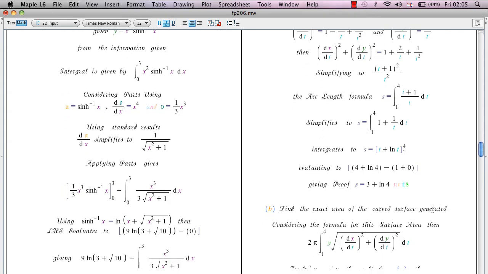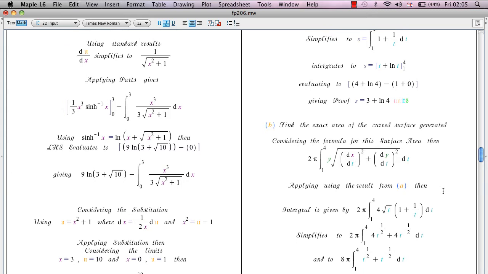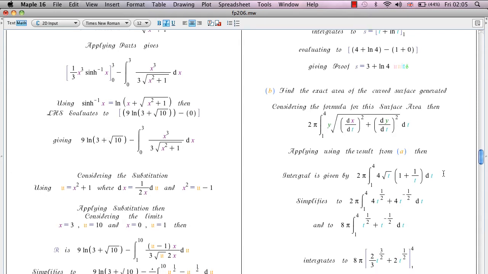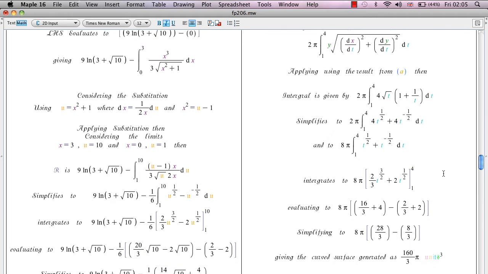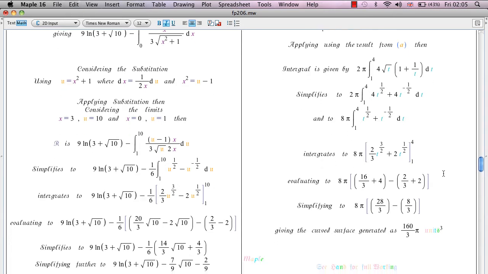So for the curved surface, using differentiation results from part A and applying to the curved surface formula, integrating and evaluating simplifies to a curved surface of 160 over 3 pi.